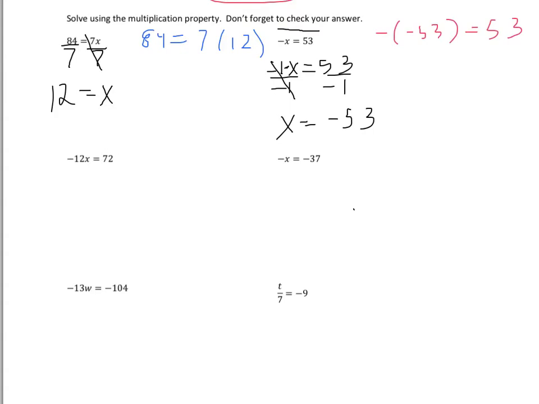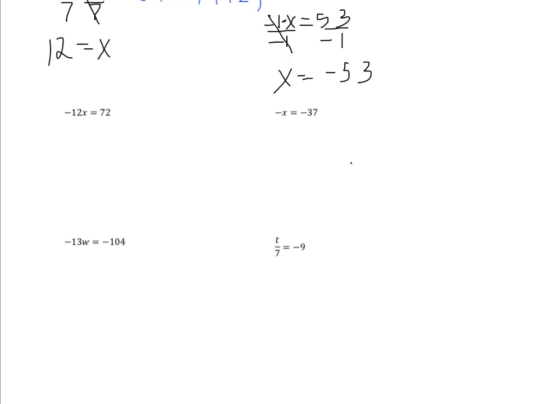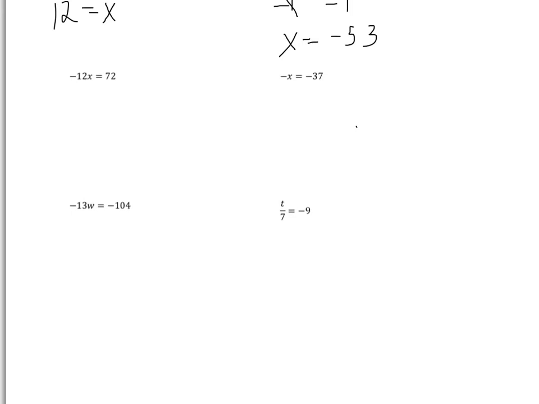So moving on to this next one here, we've got negative 12x equals 72. Negative 12x means negative 12 times x. And again, the way we undo multiplication is with division, so divide by negative 12, divide by negative 12. And here, negative 12 divided by negative 12 is just 1, so that gives us x. 72 divided by 12 is going to give us 6, but because we're dividing a positive by a negative, we know that's going to be a negative 6. And that's what we're looking at there.